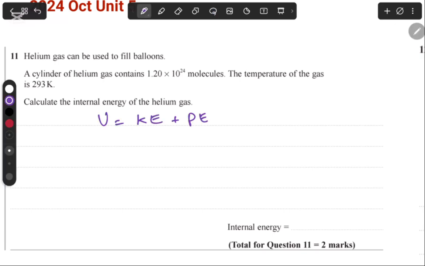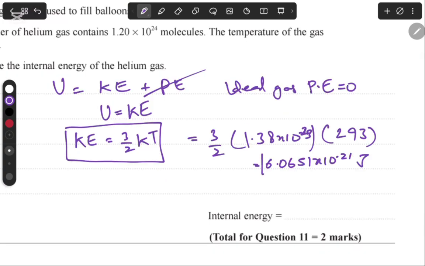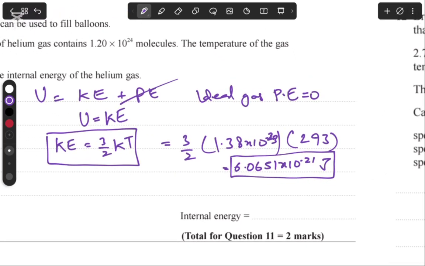We should know that internal energy is equal to kinetic energy plus potential energy, and in an ideal gas, the potential energy is equal to 0. So the internal energy is just going to be the kinetic energy. And we can calculate the kinetic energy for one molecule using the formula: the mean KE is equal to 3/2 kT. And you should get the mean kinetic energy for one molecule of helium gas as this much joules.